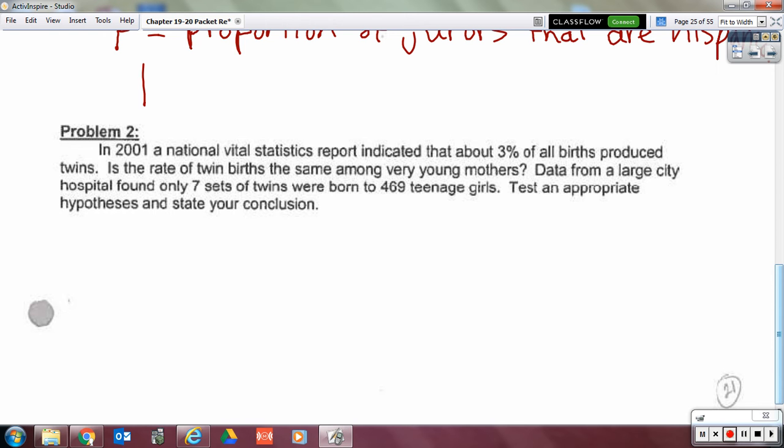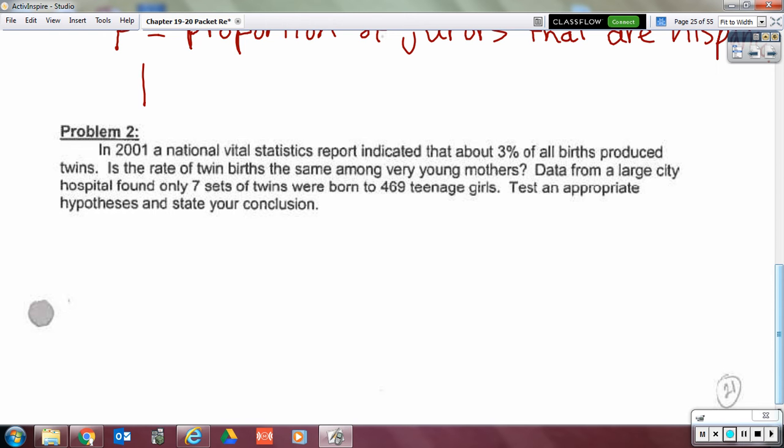Is the rate of twin births the same among very young mothers? So they say everybody has twins at a 3% rate. Do teenage pregnancies have twins at the same rate, or is it different? Data from a large city hospital found that 7 sets of twins were born to teenage girls. Test an appropriate hypothesis. Let's write our parameter.